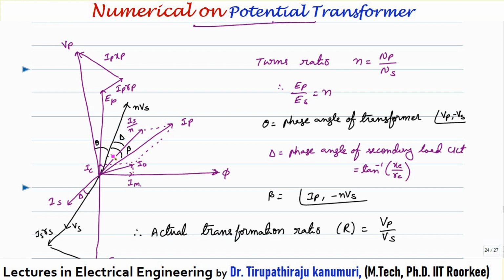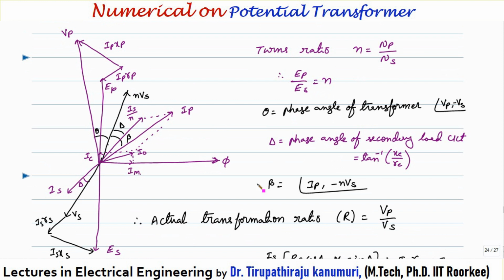And similarly, this N times VS should be equal to VP, but practically it is not equal. So that is called the ratio error, because the actual transformation ratio will be equal to VP divided by VS.